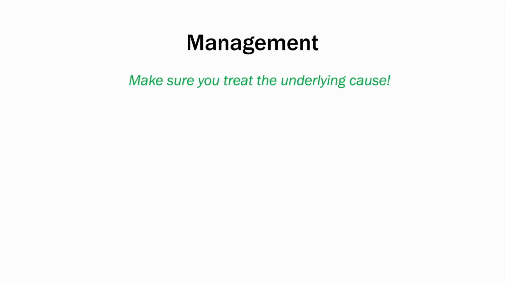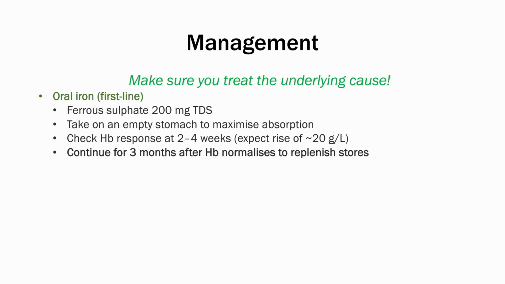Management, again, depends on what the cause is. Oral iron is the first line management, usually ferrous sulfate, 200 milligrams TDS. You need to check the hemoglobin response after ideally 2 to 4 weeks. But the very important part is even after HB normalizes, you should continue it for 3 months afterwards to replenish the stores.